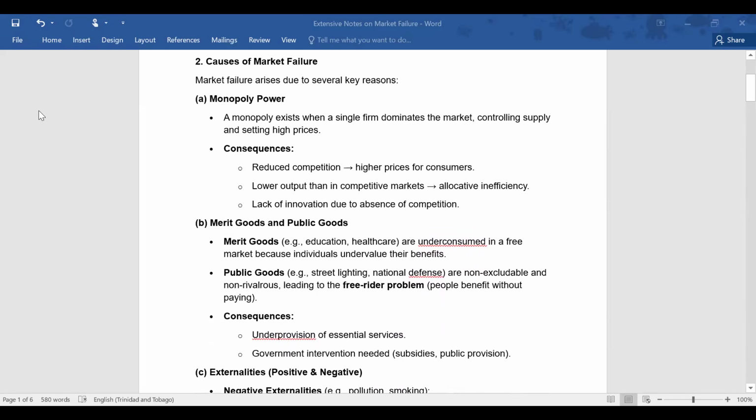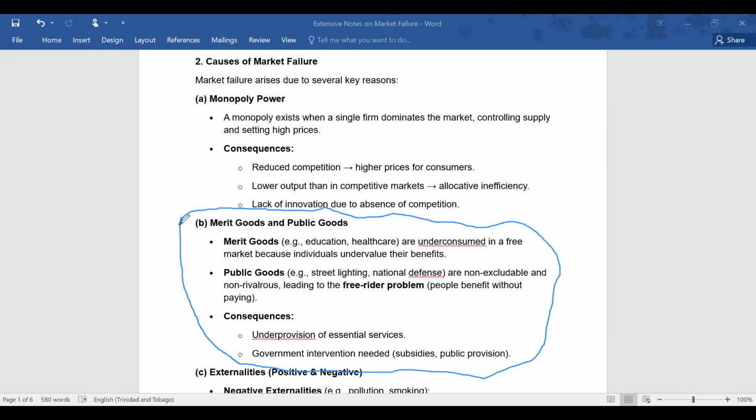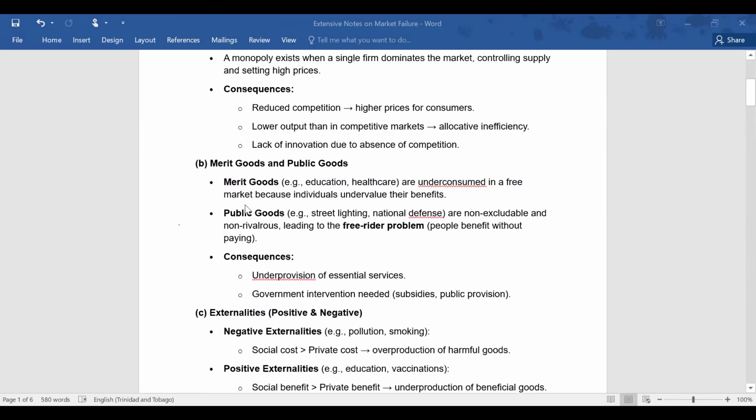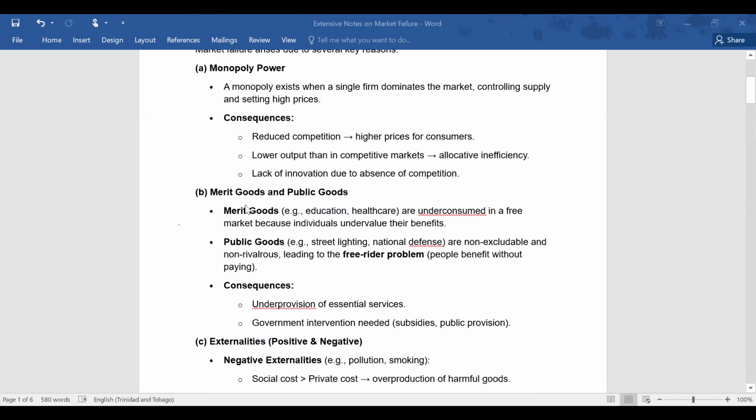Second one, merit goods and public goods. Let's look at public goods first. Actually, since I have merit goods in front, let's look at merit goods first, right? You look at merit and demerit goods. A merit good is something that brings something positive to society. A demerit good is something that brings something negative to society.